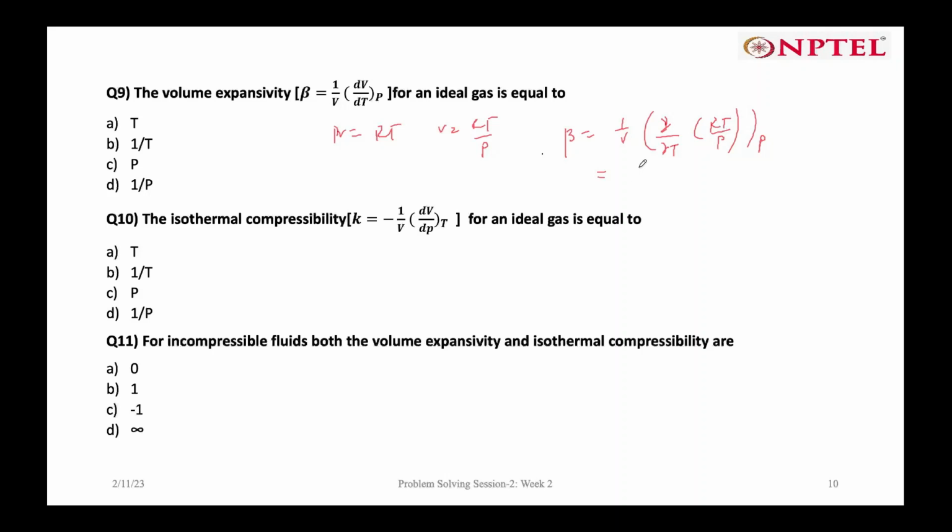So 1 by V into R by P, right. So we can put V is equal to RT by P in this expression. So RT, right.